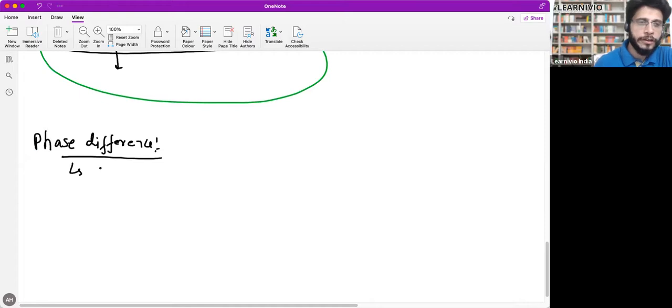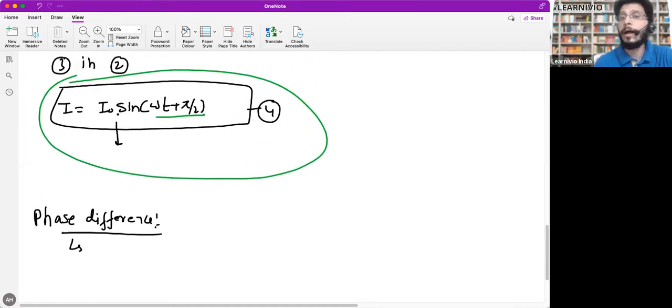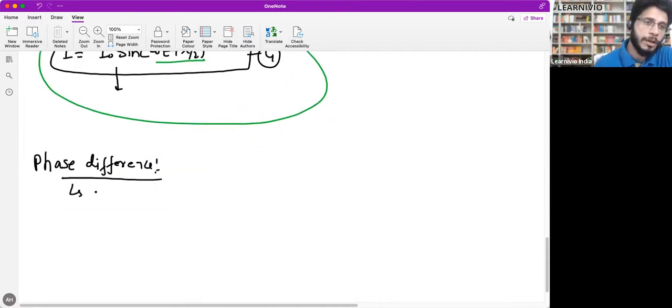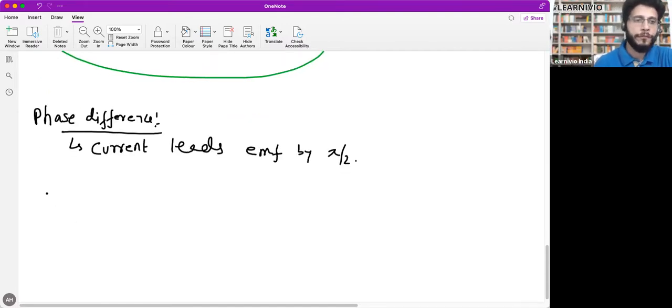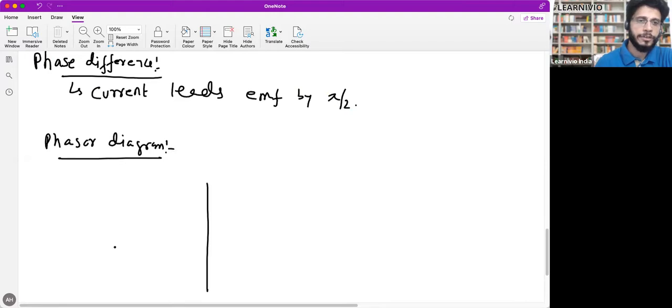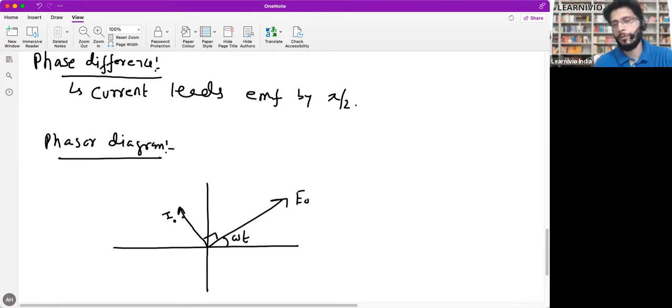Phase difference. So here EMF and current are not in the same phase. Current actually leads EMF by a phase difference of pi by 2. So here current leads EMF by pi by 2. If I draw the phasor diagram, this is the phasor diagram. This is EMF, E naught. This angle is omega t. Current is leading EMF, so that's I naught, with a phase difference of pi by 2. So this is the phasor diagram.